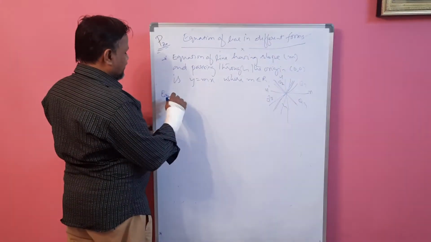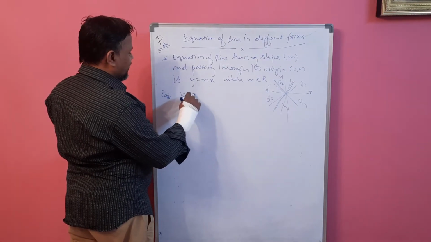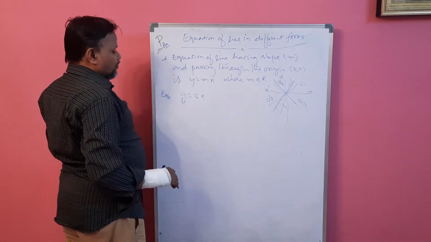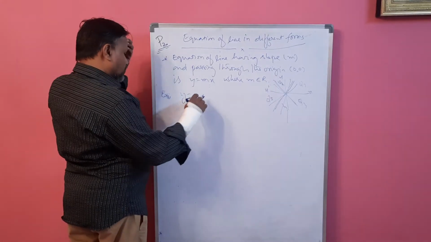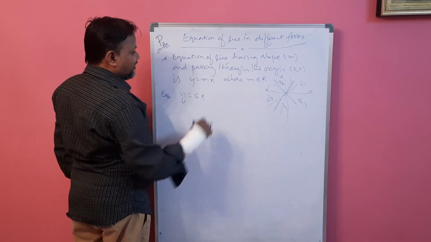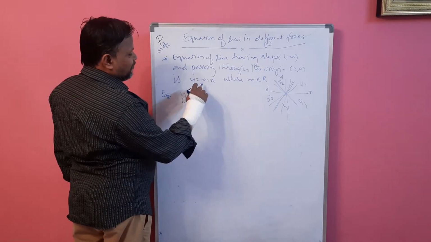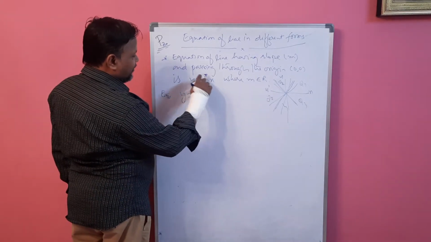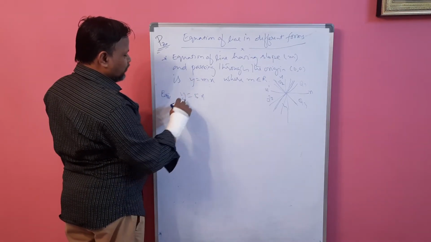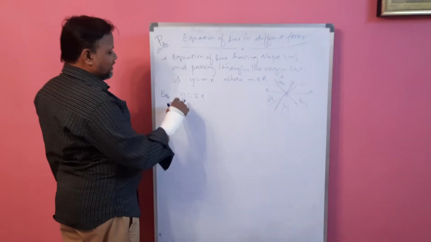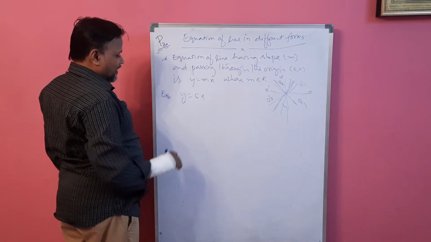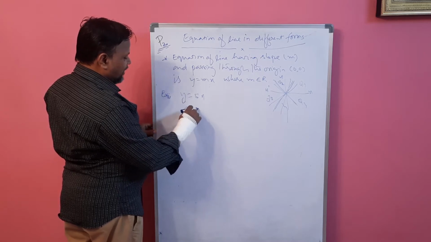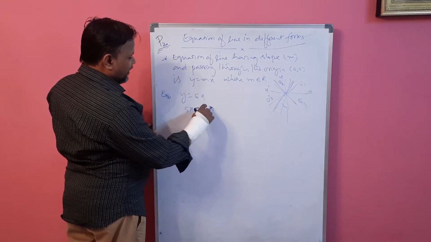Suppose here we are writing an example: take y = 5x. This line passes through the origin. See, the constant c is not there. If c is there, we can't say whether the line passes through the origin or not. Whenever c is not there, and only two terms are there, we can say that this line passes through the origin. If you convert it, what will you get? x - y = 0.